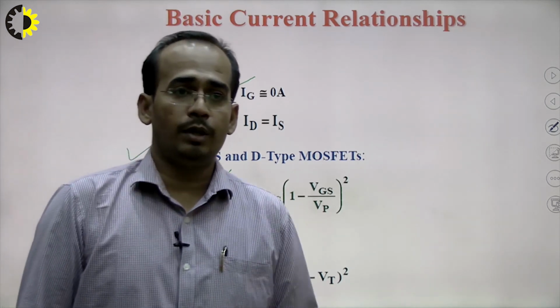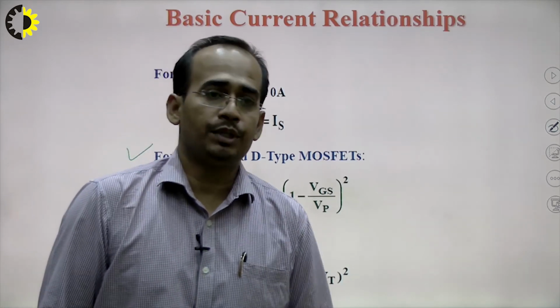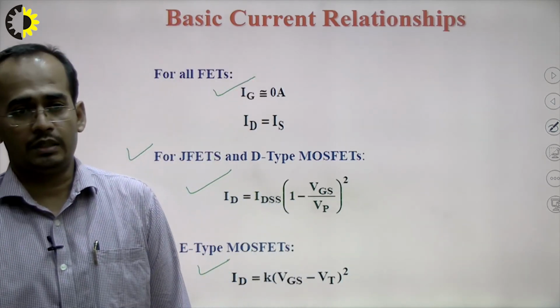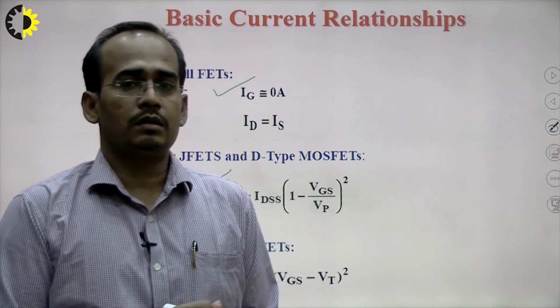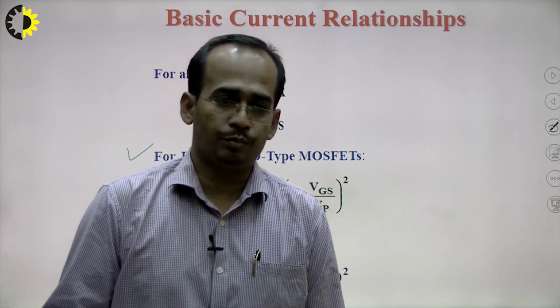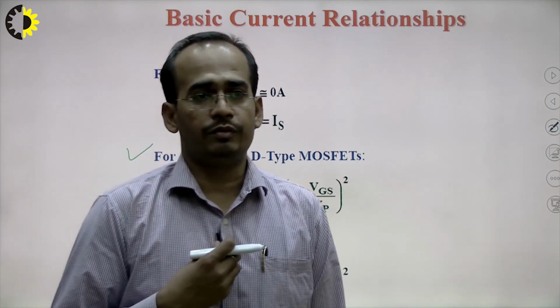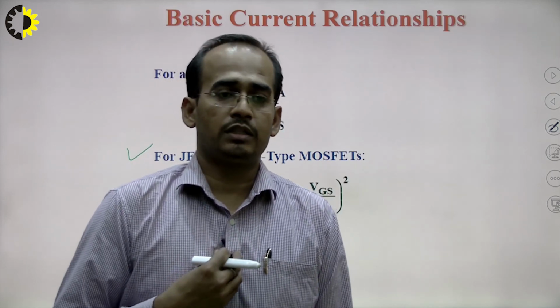So, this is all about the enhancement type and depletion type metal oxide semiconductor field effect transistor. In this lecture, I have discussed the symbols, construction and operation with their transfer and output characteristics. So, this is all about the enhancement and depletion type MOSFET.